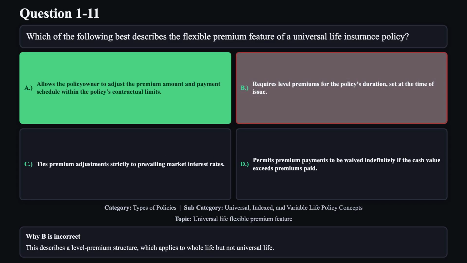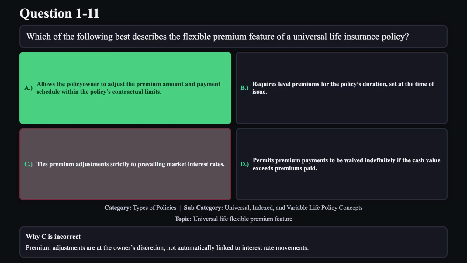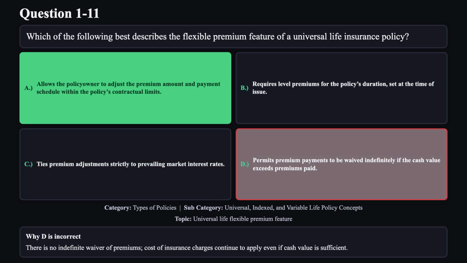Reason B is not correct. This describes a level premium structure which applies to whole life but not universal life. Reason C is not correct. Premium adjustments are at the owner's discretion, not automatically linked to interest rate movements. Reason D is not correct. There is no indefinite waiver of premiums. Cost of insurance charges continue to apply even if cash value is sufficient.